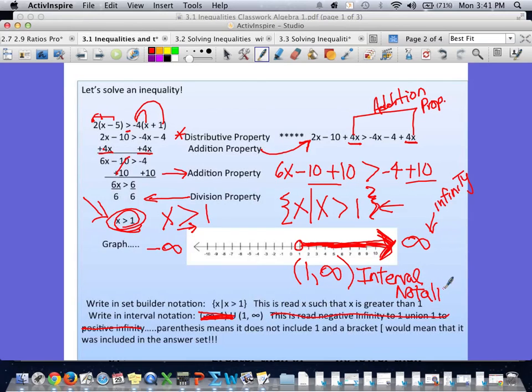Okay? So it's just from 1 to positive infinity. Now, if it had a line under there and said x is greater than or equal to 1, then instead of a parenthesis, there would be a bracket. Okay? So this is interval notation. This is set builder, and we'll practice on this. It is pretty new for you, right?